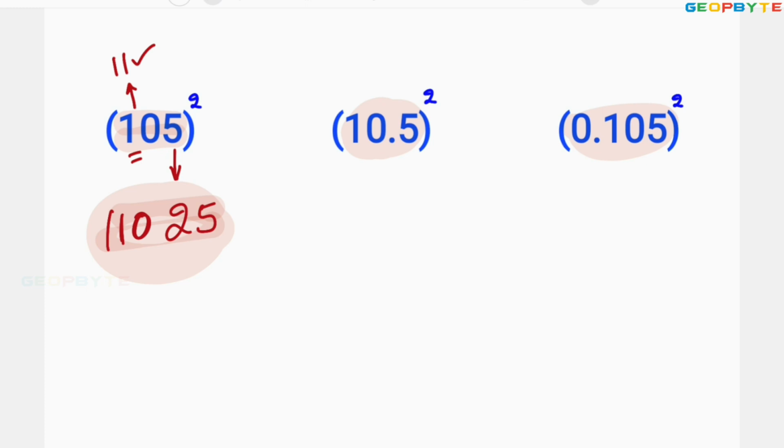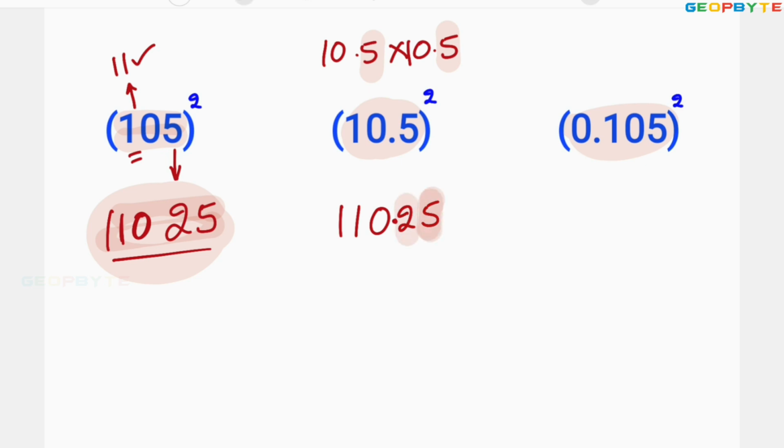For the 10.5 whole square also, first you write this value 11025. Then 10.5 whole square can be written as 10.5 into 10.5. How many digits are there after decimal point? 1, 2. You make the decimal point after 2 digits from right. You got your answer. 10.5 whole square equal to 110.25.